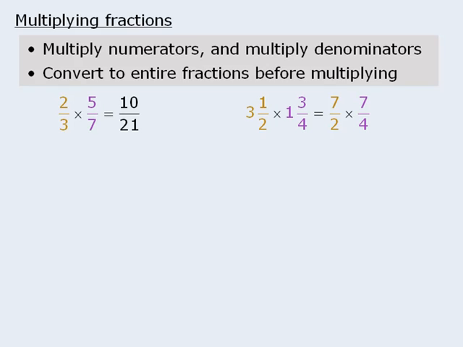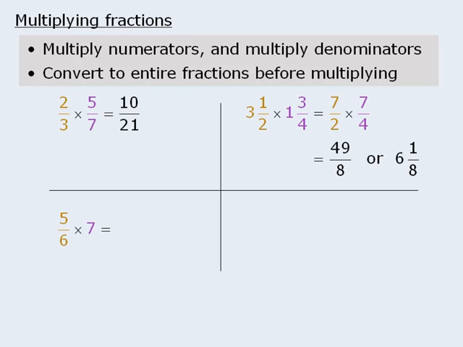At this point, we can multiply the numerators, 7 and 7, to get 49, and we can multiply the denominators, 2 and 4, to get 8. So 3 and 1/2 times 1 3/4 is equal to 49/8. If we wish, we can convert 49/8 into the mixed number 6 and 1/8.